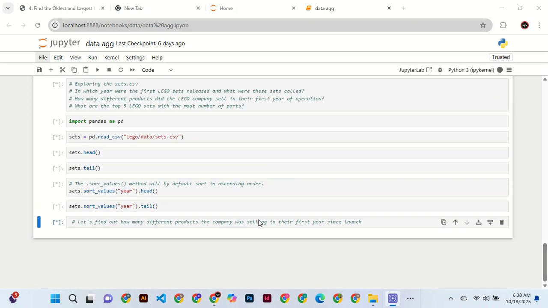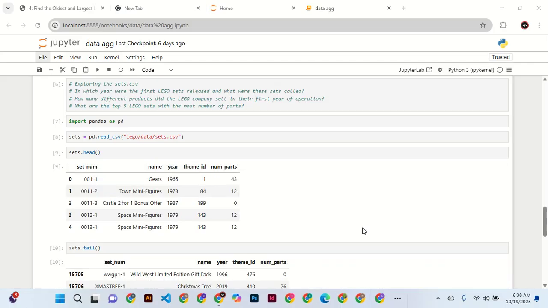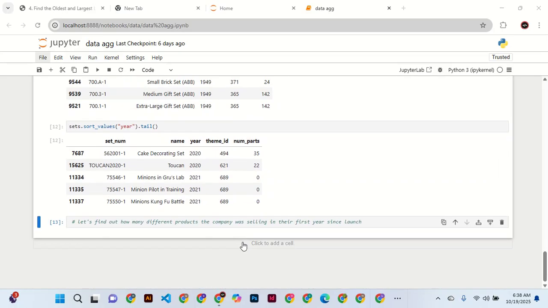Okay, now given that this is what we have, and we want to know the years, the 1949, that first year when the company Lengo assets opened, what product was it selling?